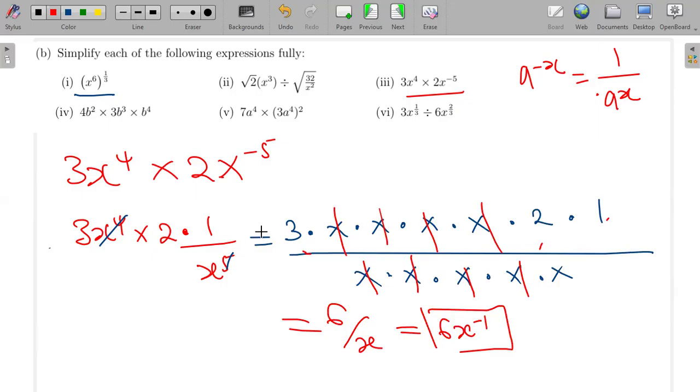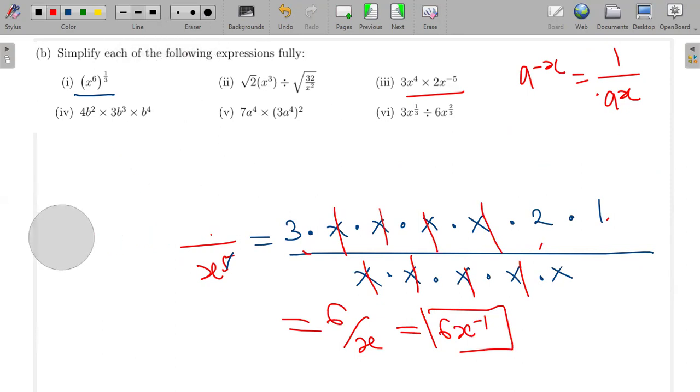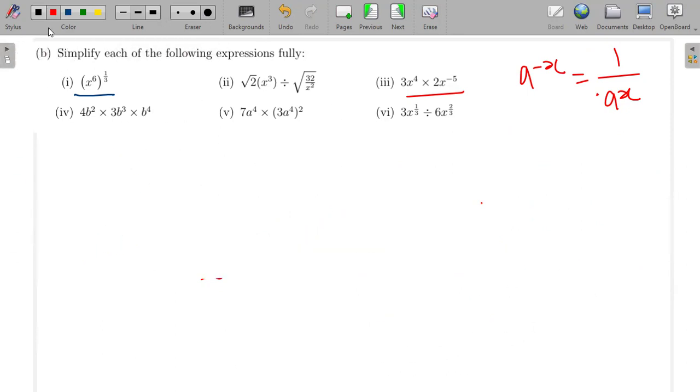Okay, so that is it there. Let's look at the fourth one. So the fourth one, we have 4b squared times 3b cubed times b to the power 4. So let's multiply first of all the constants. I have 4, I have 3, and then in front of this b to the power 4, I have 1. So 4 multiplied by 3 multiplied by 1, I get 12.